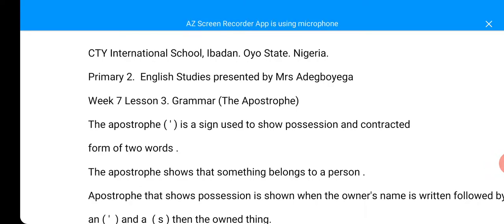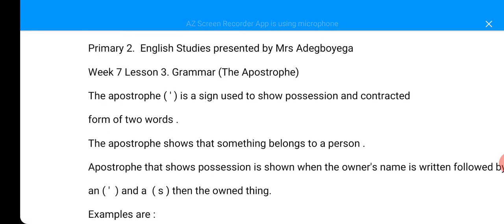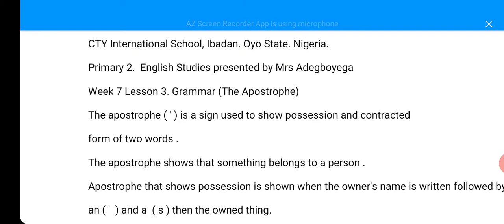Lesson 3, Week 7. This is City-Y International School, Ibadan, Oyo State, Nigeria. And this is Primary 2 English Studies presented by Mrs. Adegboyega. And this is Week 7, Lesson 3, Grammar. And the topic for today is the apostrophe.